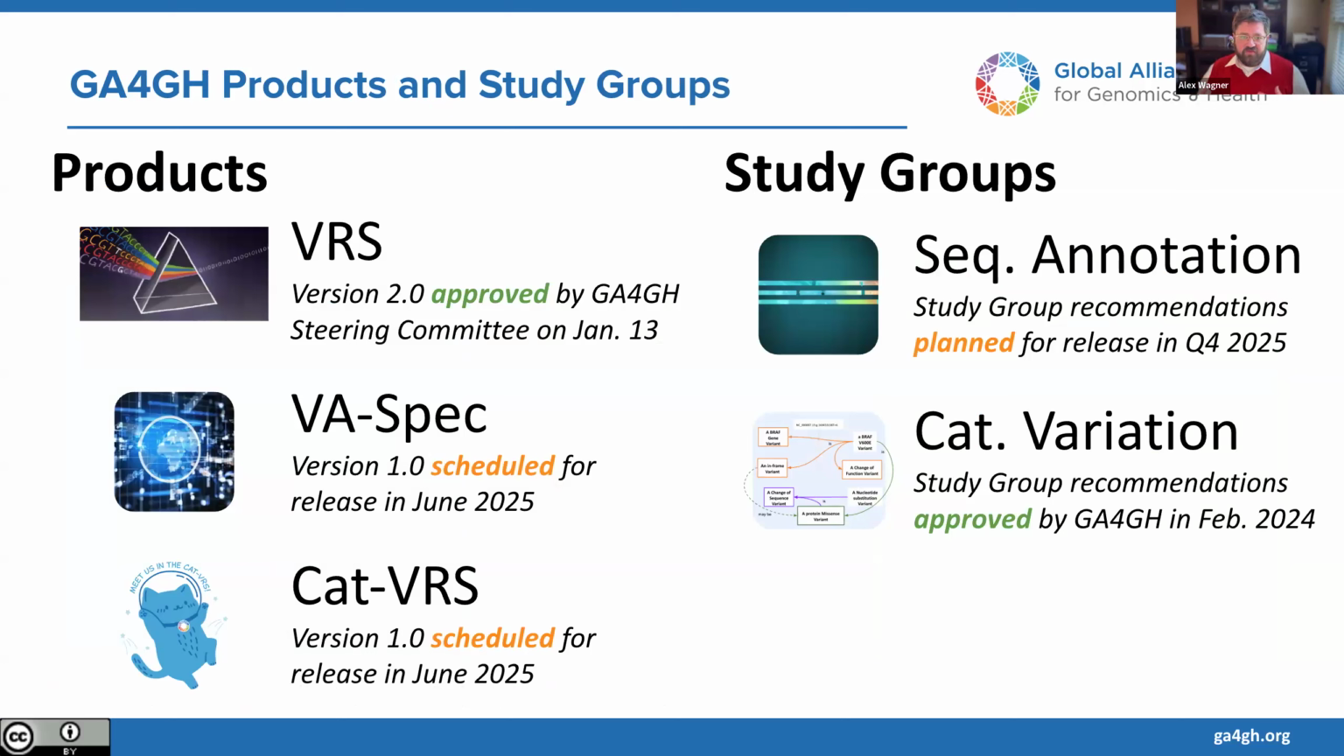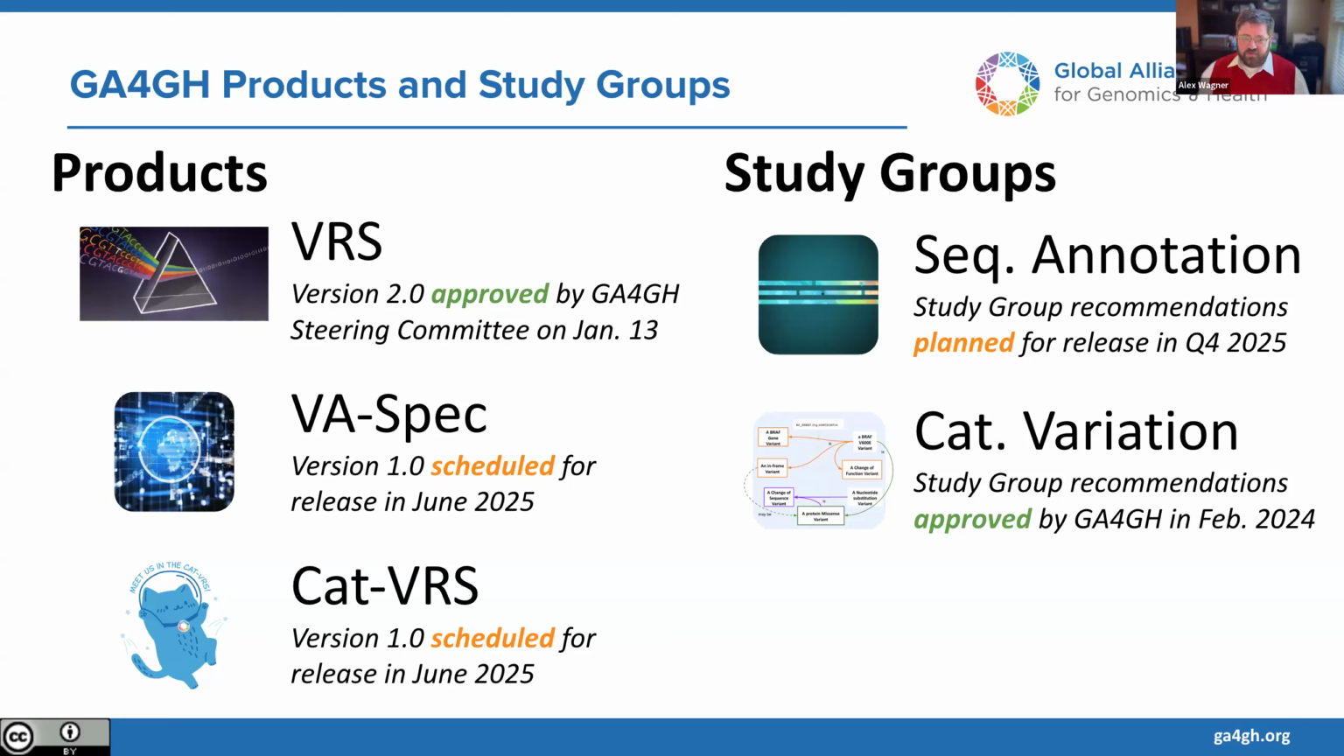Now, to that end, we have multiple products and study groups. Some of these are completed. So our categorical variation study group, for example, completed towards the beginning of last year. And it's currently in its final prep for release in June 2025. So that's, of course, this month. Here we are on June 2nd. So this month we have CatVerse coming out as well as VA Spec.